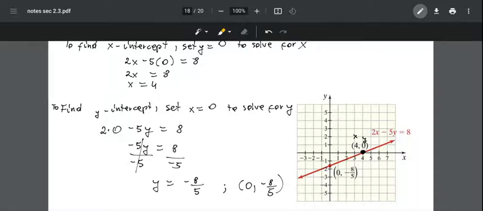Like you see, the x-coordinate of the y-intercept is always equal to 0. And this is the y-intercept, -8/5. This is the same as -1 3/5, so a little less than -2. So when you have the x and y-intercepts, you can just connect those 2 points with a straight line, because to graph a straight line we only need 2 points.